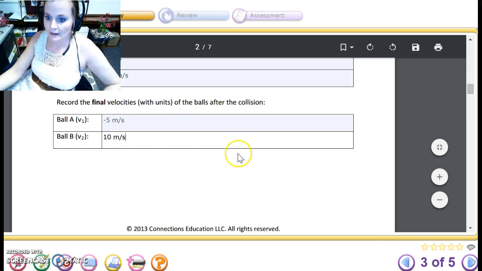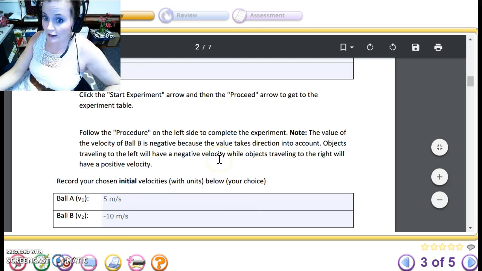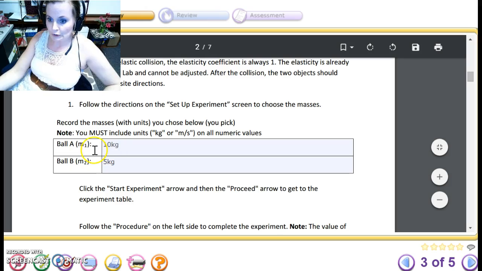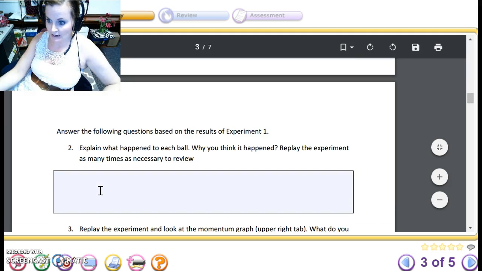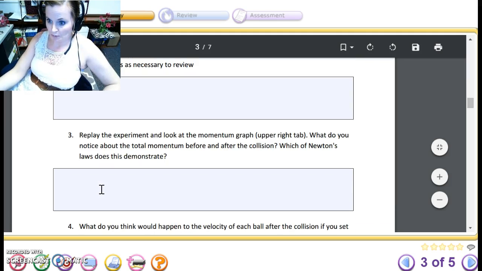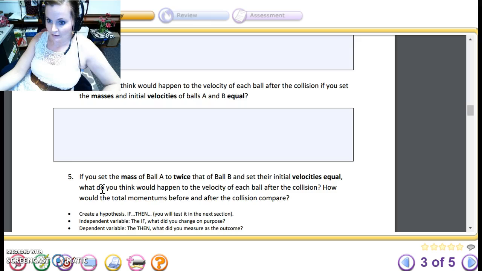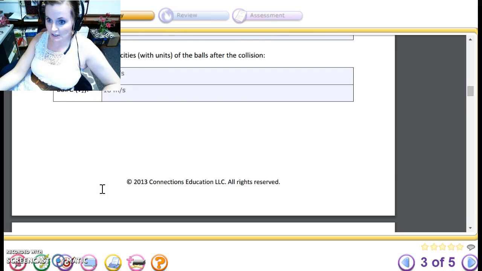Okay. So now what you're going to be doing is you're basically going to be looking at conservation of momentum. You want to look at mass times velocity before the collision for each ball, and mass times velocity after the collision for each ball. Lots of questions to answer here. Okay, and basically some questions and some explanations.